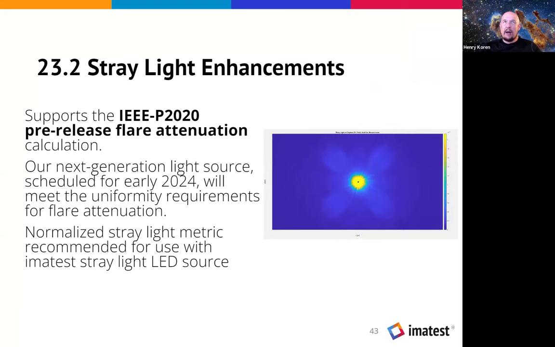As far as stray light, stray light came out in 2022, but we're continuing to enhance that. We've added support for the IEEE P2020 pre-release flare attenuation calculation. And the next version of the light source that we're producing is going to work better for the flare attenuation metric. There's also a normalized stray light metric that we recommend for use with our current Imatest stray light LED source.